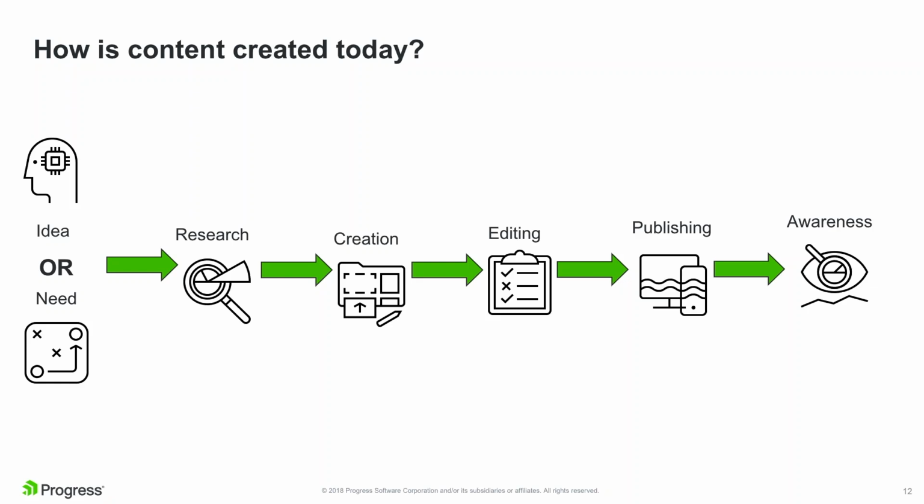Maybe we've mapped our customer journey and saw that there were gaps. Maybe we don't talk about the product in a particular area of the customer journey, or maybe there are gaps within the funnel. Once you've identified a need or you have an idea, then you go into research mode. And this is really the pre-process of trying to determine, how are you going to create this content?